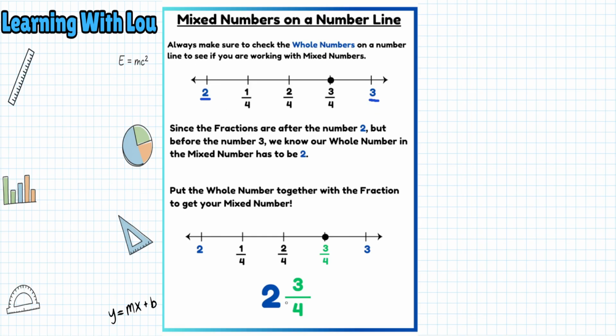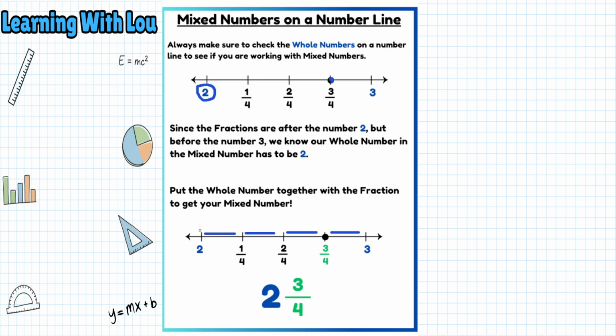And as you can see here, we have 2 and 3/4 shown on this number line. So our point here on the number line is past the number 2, but it doesn't go beyond the number 3. So that's what tells us our whole number has to be 2, because we didn't actually reach 3 yet. And between the 2 and the 3, we have 1, 2, 3, 4 equal spaces. That means we're dealing with fourths, and it's also labeled for you on the number line already.